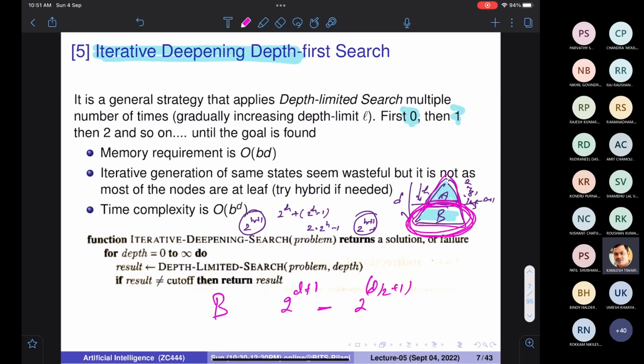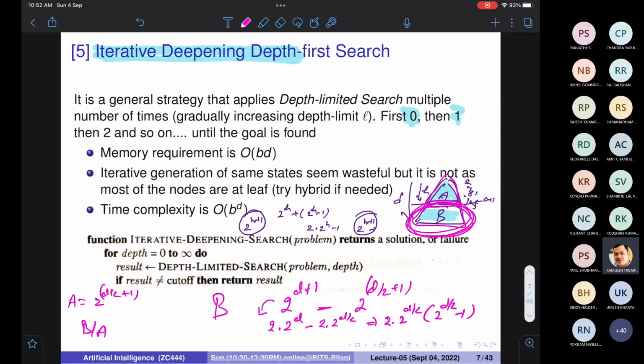So how can you subtract? This number is actually 2 into 2 to the power d minus 2 into 2 to the power d by 2. So you can take the 2 into 2 to the power d by 2 common, and you can say that it is 2 to the power d by 2 minus 1. Am I right? These many numbers are there. Now you compare, and how many items are there in A? A has these many items that we have earlier talked about, 2 to the power d by 2 plus 1.